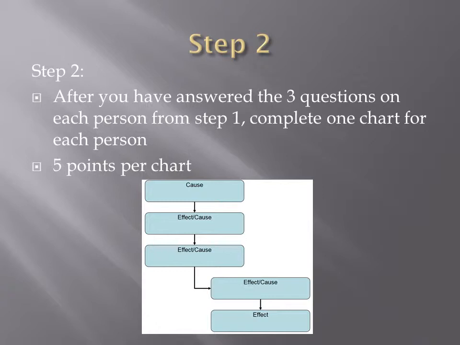Okay, so step 2. After you've done your research, and after you've answered those 3 questions about each person from step 1, you're going to complete 1 chart on each person. And this is the chart that you're using, and it's actually in the course content, and I will also get them into doc sharing for you. So you will complete this chart.